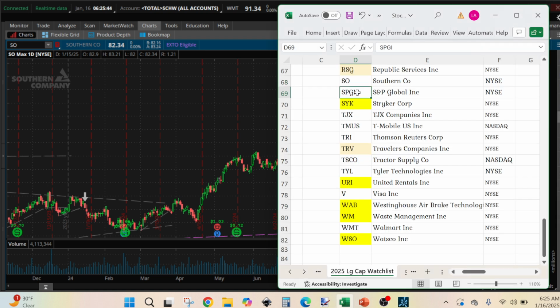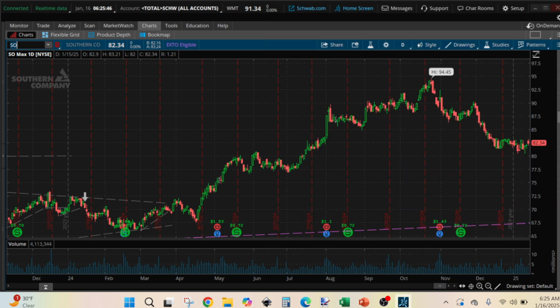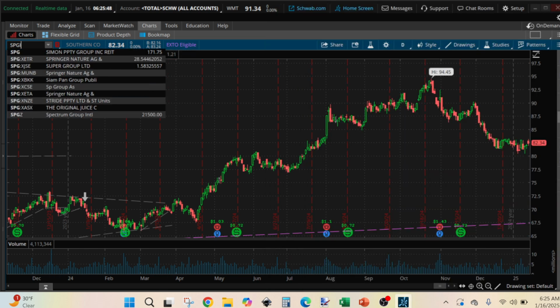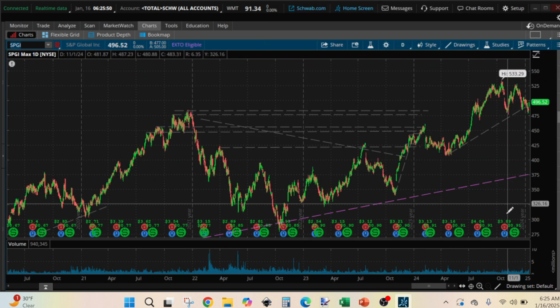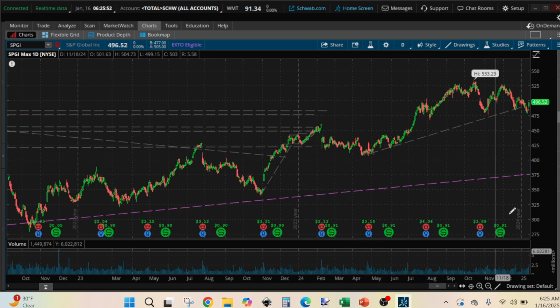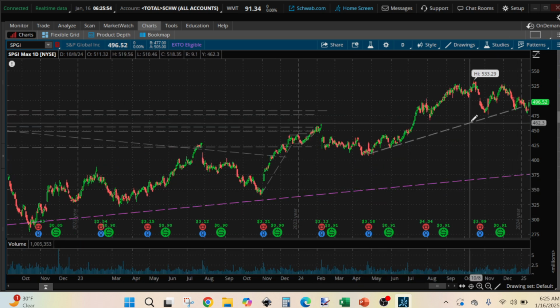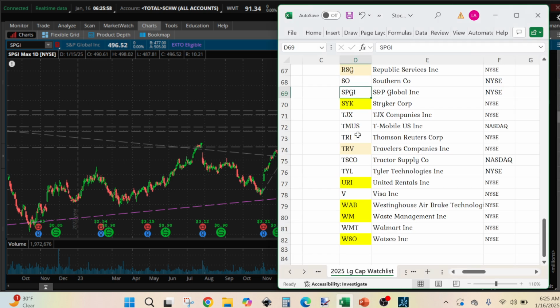The next one is SPGI. We like to buy at this trend line, but right now it is following this trend line. It's going up, it's not going down yet.